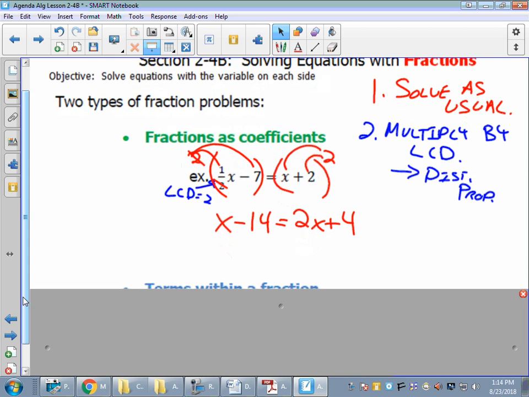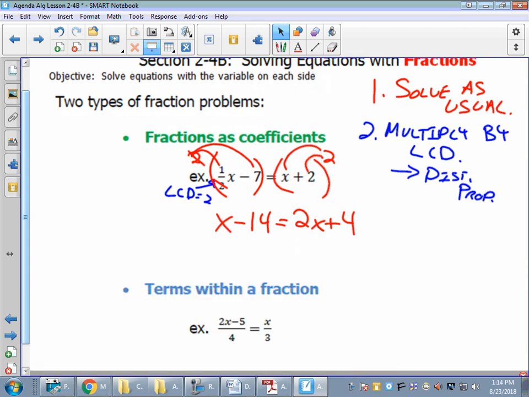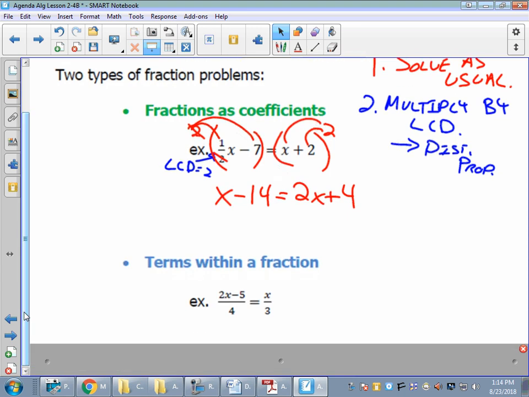The next type of fractions are terms within a fraction. Okay, so you can see these in this example. This is the whole term within a fraction. You got a term 2x minus 5 and another term 4. They're within the fraction themselves. The same on the right side, x over 3.